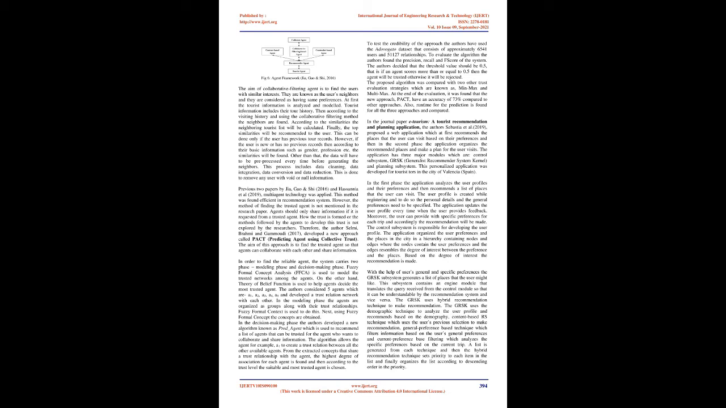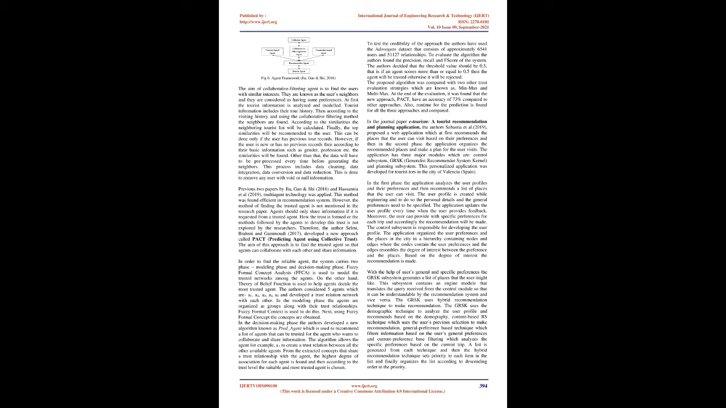In the modeling phase, the agents are organized as groups along with their trust relationships. Fuzzy formal context is used to do this. Next, using fuzzy formal concept, the concepts are obtained. In the decision-making phase, the authors developed a new algorithm known as pred_agent, which is used to recommend a list of agents that can be trusted for the agent who wants to collaborate and share information.